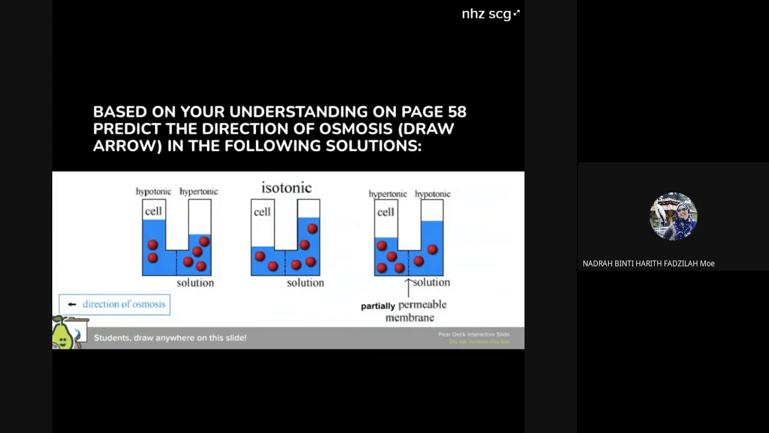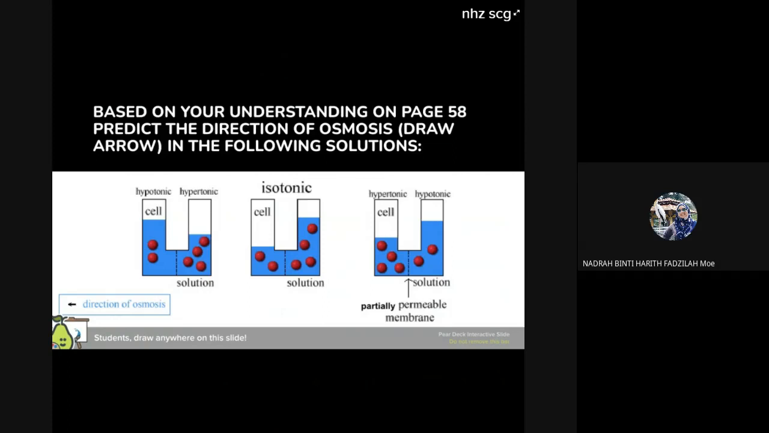Okay, so based on your understanding, page 58 tu biar, predict the direction of osmosis. Based on your understanding of hypotonic dengan hypertonic solution, tengok diagram first, second and third tu, can you draw the direction of osmosis atau the direction of water molecules? Yes, the question. Okay, nanti saya explain.